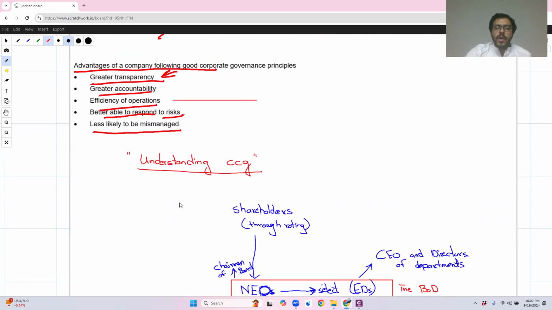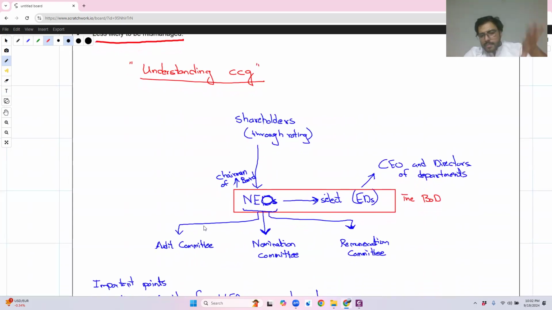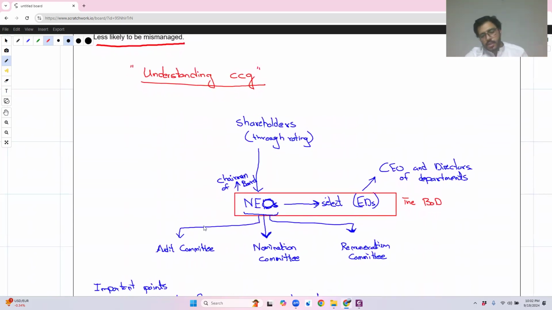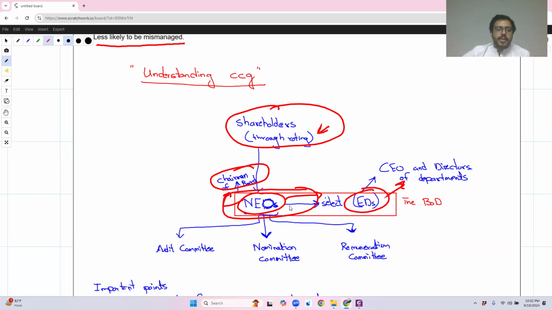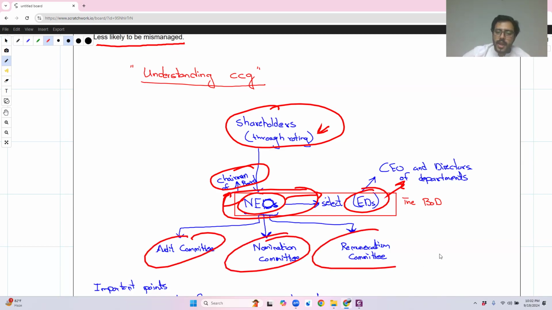Now, in order to understand CCG, this is a diagram that I made of the CCG, which is within the notes. On top, there are shareholders, and through voting they make all the decisions. Even through voting, they select the non-executive directors. The non-executive directors have a chairman of the board, and they select executive directors, CEO, and directors of different departments. They are known as the board. Then the non-executive directors have three types of committee: the audit committee, the nomination committee, and the remuneration committee.